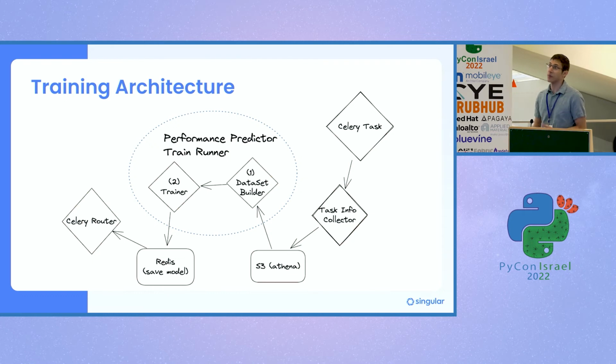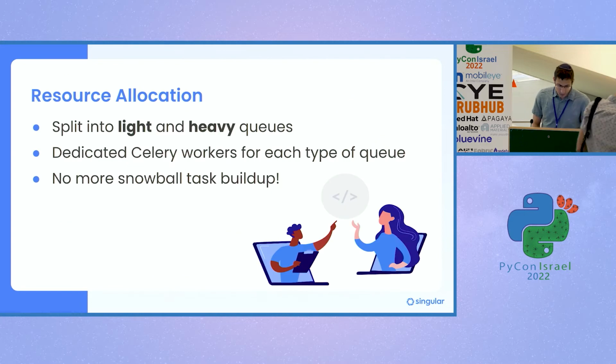And we implemented custom logic in the Celery router to query the Redis with the right key, get the model, run the task through the model, get the classification, and then based on that split to the correct queue. And that's exactly what we do. We split into light and heavy queues. We're able to dedicate specific Celery workers for each type of queue, and we've solved our problem of resource contention. There's no more snowballing task buildup. And most importantly, no data delay for smaller customers that are caused by bigger customers.